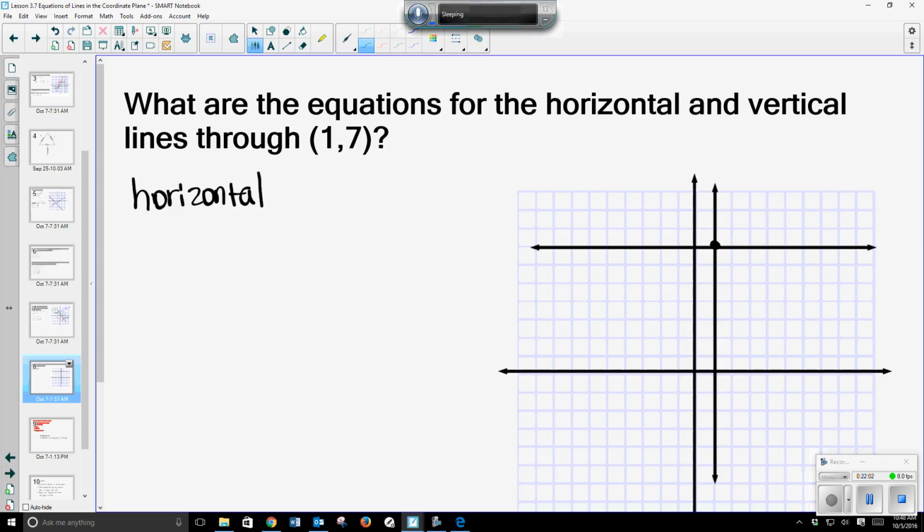Wait, which line is 0? This is horizontal. No, which line is 0? This one. Okay, so which one are we? What is the equation of the line? Not what is the slope of the line. Yes. Y equals 7. What about the vertical line? X equals what? 1. Okay, it's X.